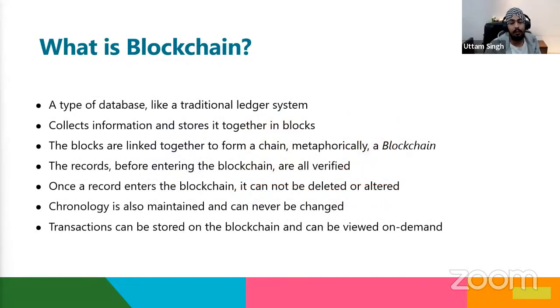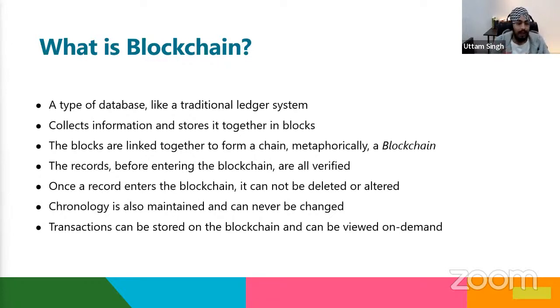So let's now just recap what we learned till now. What is a blockchain? Blockchain is a type of database where your data is stored. If you are a student as well, you must know that everything is data, right? If you are talking to someone on WhatsApp, that is data. If you are doing anything, it is data. So it is a type of database where your data is stored, just like a traditional ledger system. Other than that, blockchain also collects your information and stores it in the block, right?